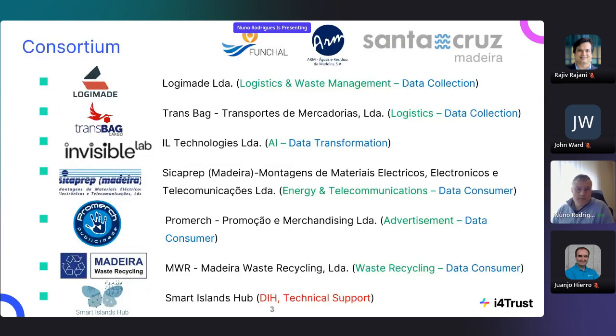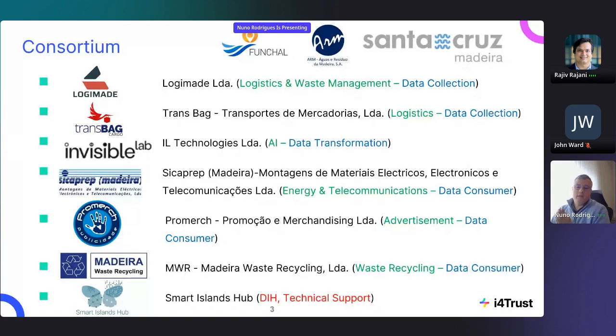Now, our consortium is composed of 6 SMEs and a digital innovation hub. Logimade and Transbag are logistics companies, and they will have the role of data collectors. They will use their vehicle fleet and couriers to collect images from the city of Funchal and implement privacy by design processes at the collection point. Logimade will also integrate waste occurrences data into the waste management system of the city of Funchal that the company runs. Invisible Lab is a software company with AI expertise, and they will be an intermediate data processor applying their expertise.